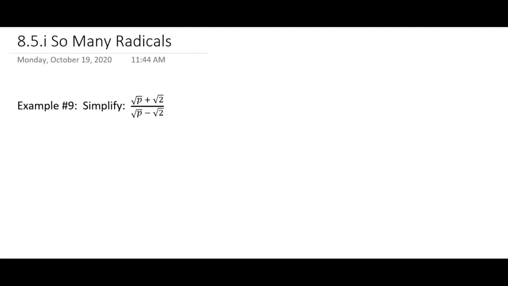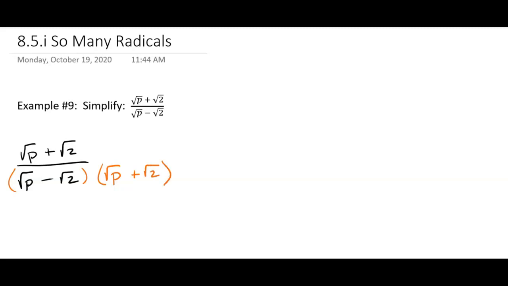Okay, so we're going to use the concept that we've been using. We're going to multiply by the conjugate to rationalize the denominator. So I'm going to rewrite this expression. The square root of p plus the square root of 2 over the square root of p minus the square root of 2. And then I'm going to look at the denominator and I'm going to multiply by the conjugate, which is going to be the square root of p plus the square root of 2. Now you might notice that that's the same as the numerator.